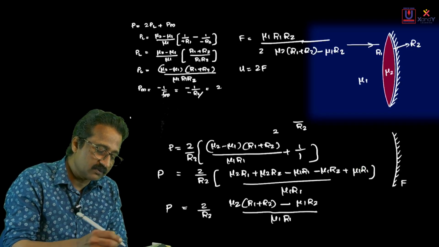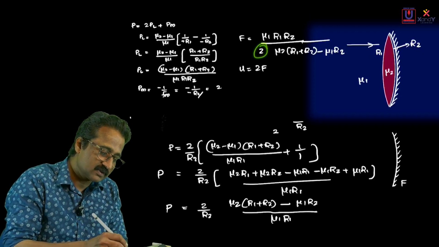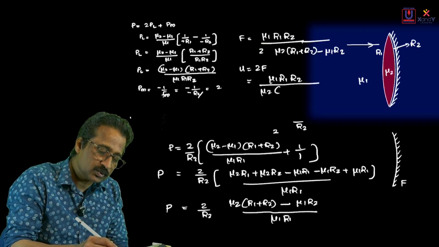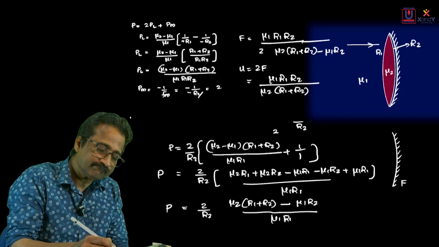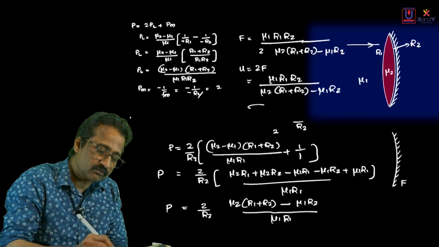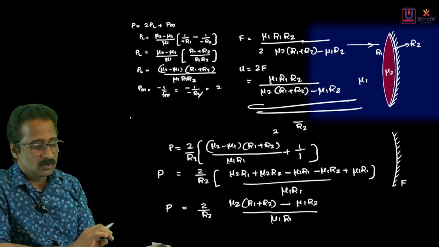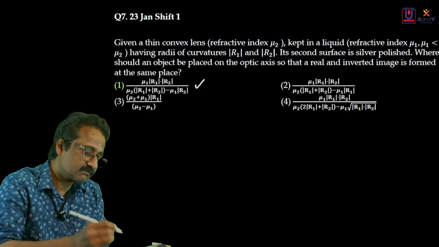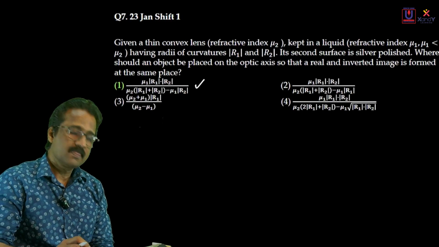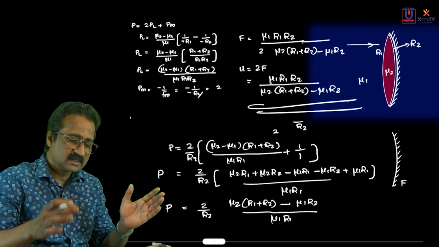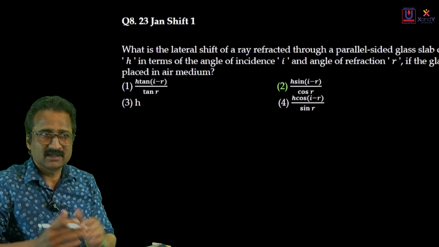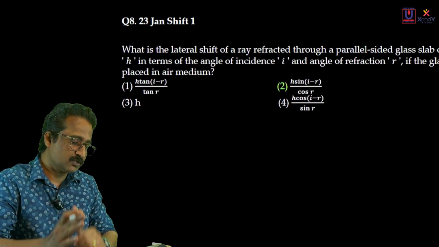So when you multiply the whole thing with 2f, of course this 2 is cancelled. Let me come to the final answer. It is mu1 R1 R2 divided by mu2 into R1 plus R2, minus mu1 R2. That is our answer. We got it. It is option 1. That was question number 7. That was slightly lengthy because it's a silver lens, a biconvex silver lens. Had this been an equiconvex silver lens, it would have been much easier.